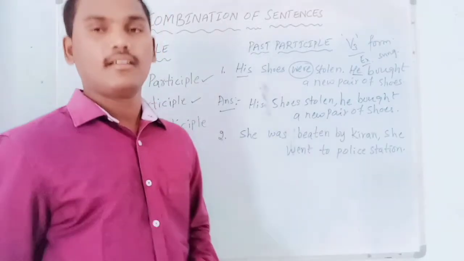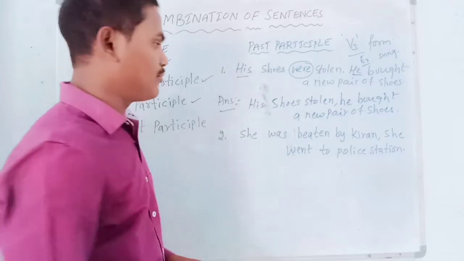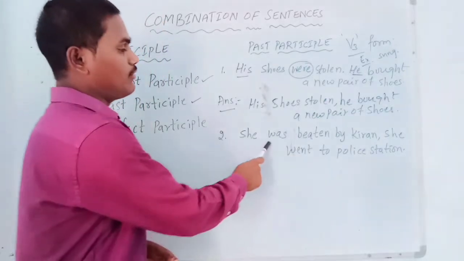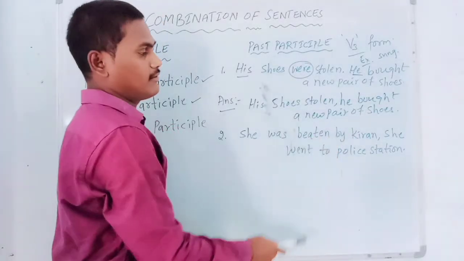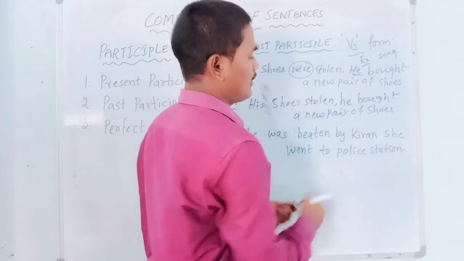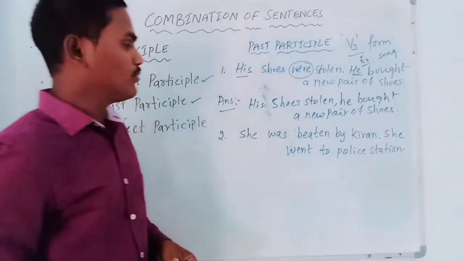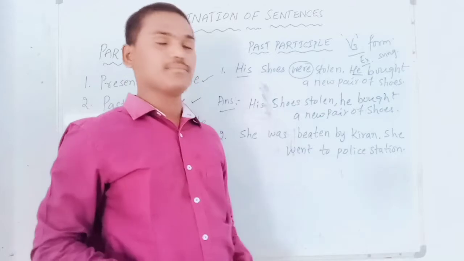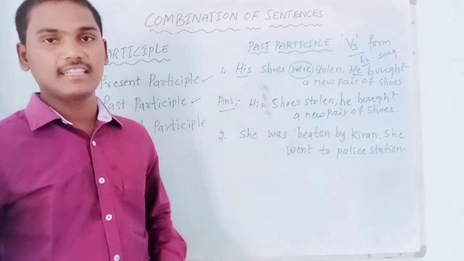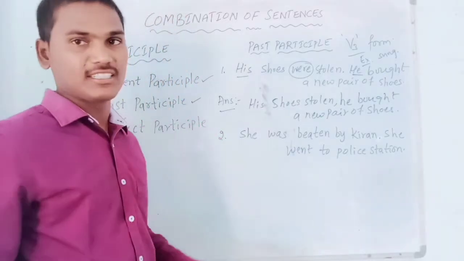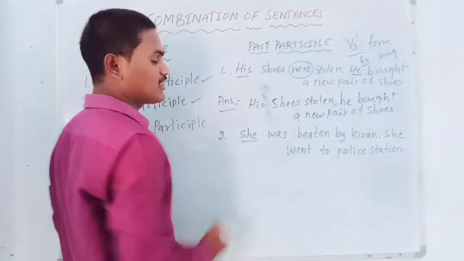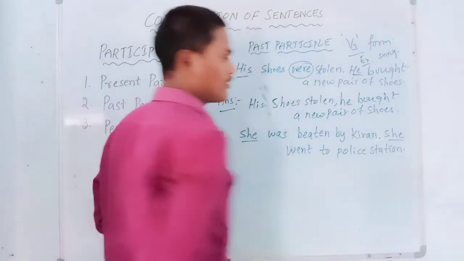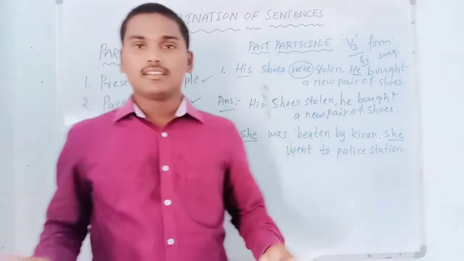Okay. Now students, look at the second example that I have written on the board. She was beaten by Kiran. Sorry, it is a full stop. She was beaten by Kiran. She went to police station. So both are different sentences. Now let us see the subjects first. Here the sentence starts with she, and this sentence also starts with she. So both are the same subject.